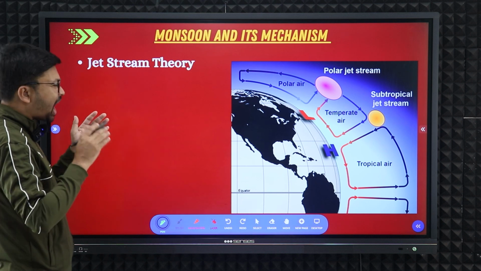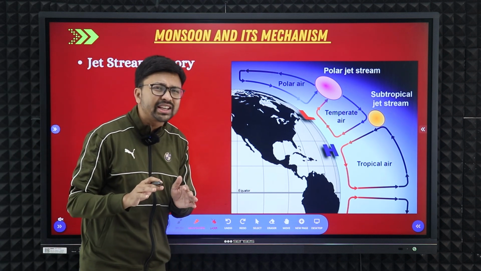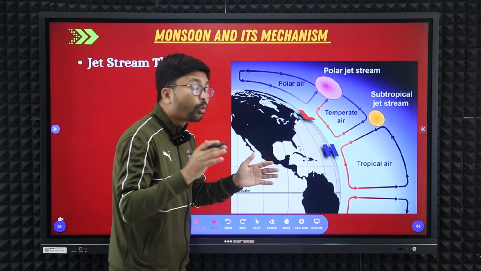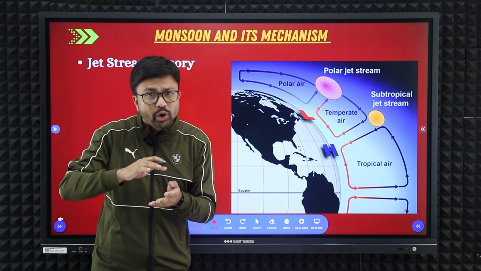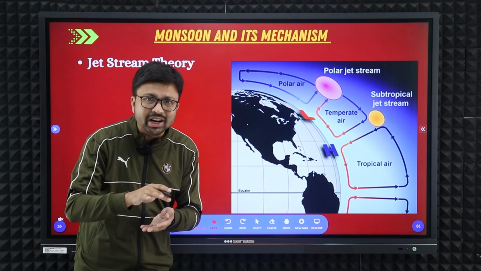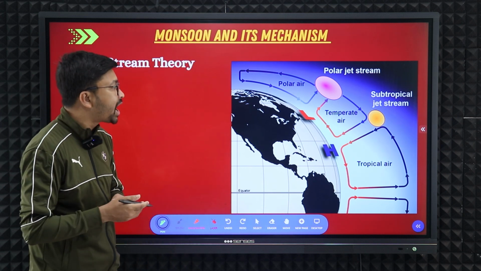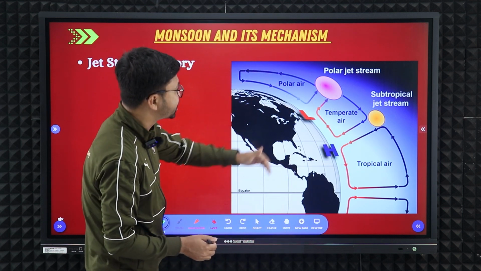Now here you can see another important concept, the jet stream concept. It's not difficult at all. That's very easy. I'll just explain it in two steps. First of all, you need to know what a jet stream is. Jet streams are upper air circulation. In whichever direction wind is blowing in the lower surface area, in the upper air the wind blows in the opposite direction at very high speed. Those are called jet streams. Here you can see the jet streams.